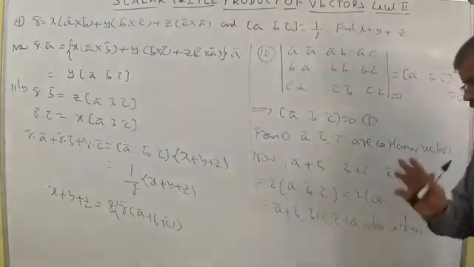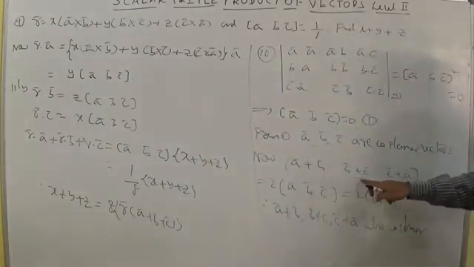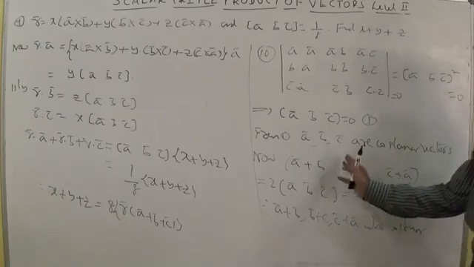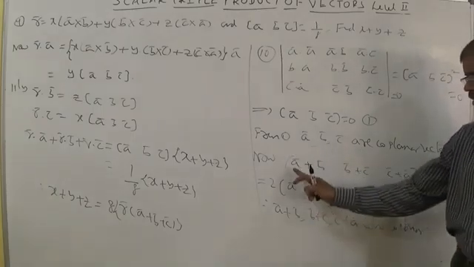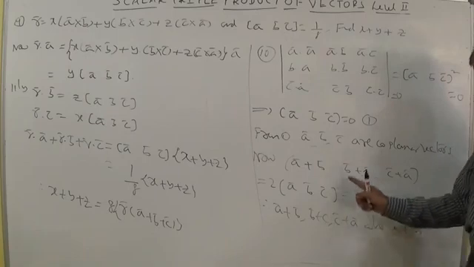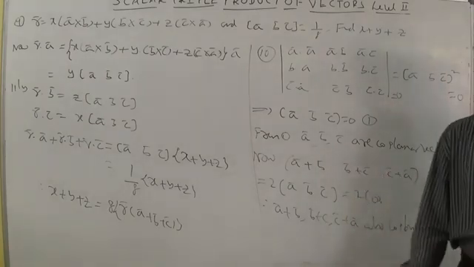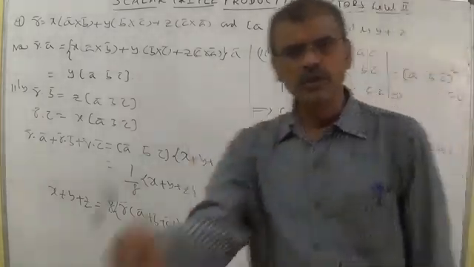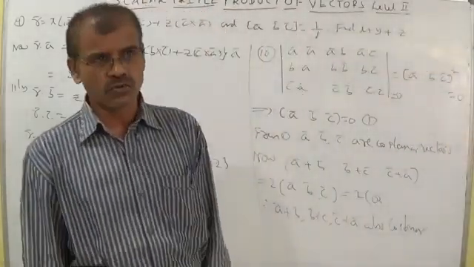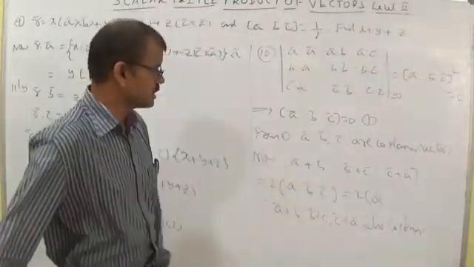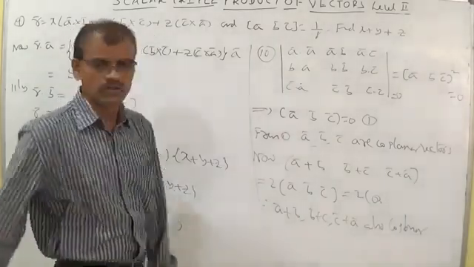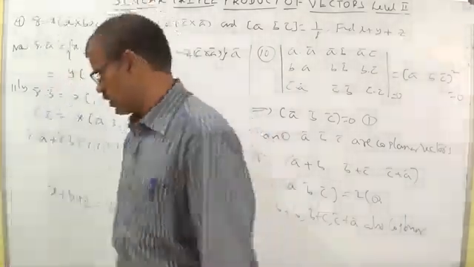If you have any doubt here, for A plus B, B plus C, C plus A, you can take ABC common and write the rows 1, 1, 0; 0, 1, 1; and 1, 0, 1. By calculating the determinant, you will get the value 2. Then you can say it is 2 box ABC. Whenever box ABC equals 0, the vectors are coplanar.